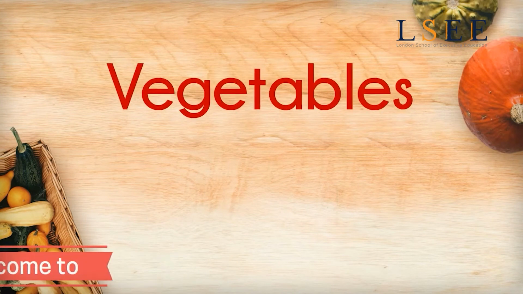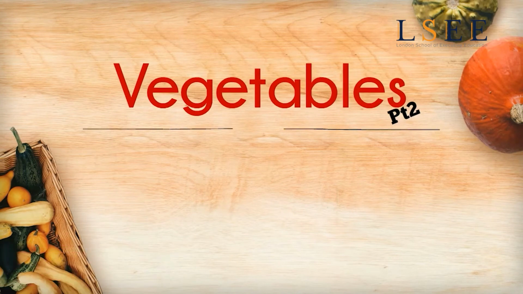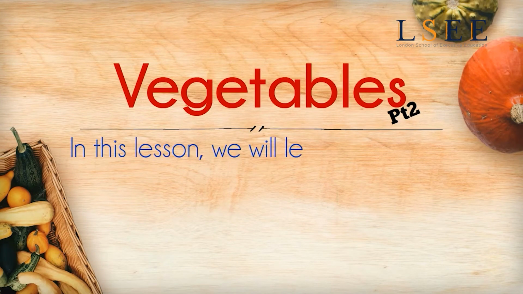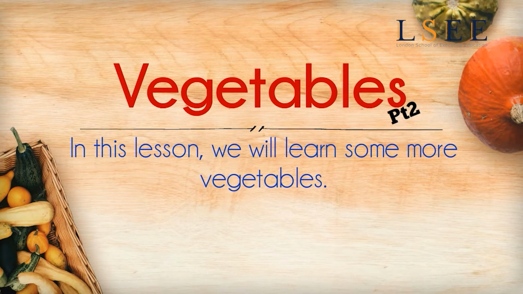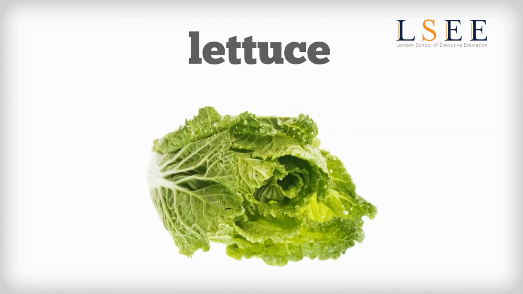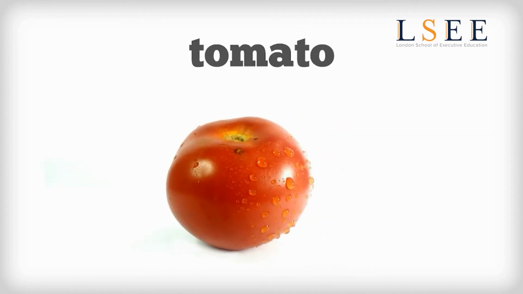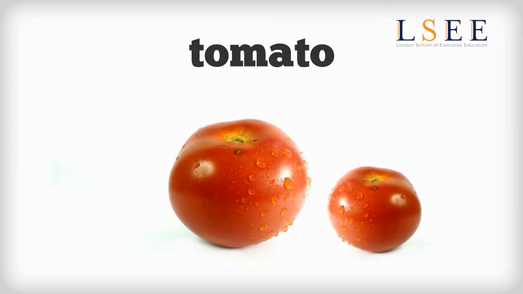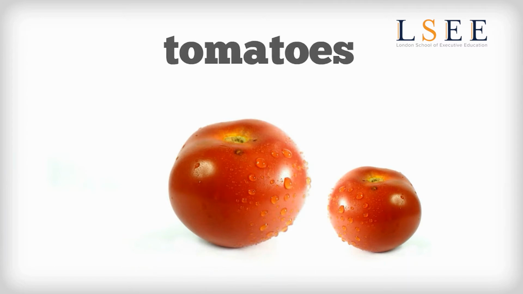Welcome to Vegetables Part 2. In this lesson, we will learn some more vegetables. Cucumber, lettuce, tomato. Like potato, the plural of tomato has an E before the S. Tomato, tomatoes.